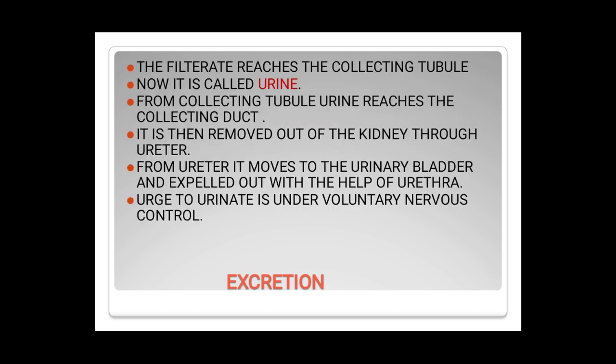Now moving on to the last process, excretion. Filtrate reaches the collecting tubule. Now it is called the urine. From collecting tubule, urine reaches the collecting duct. It is then removed out of the kidney through the ureter. Ureter moves into the urinary bladder and then it moves out of the body with the help of urethra. Urge to urinate is under voluntary nervous control.